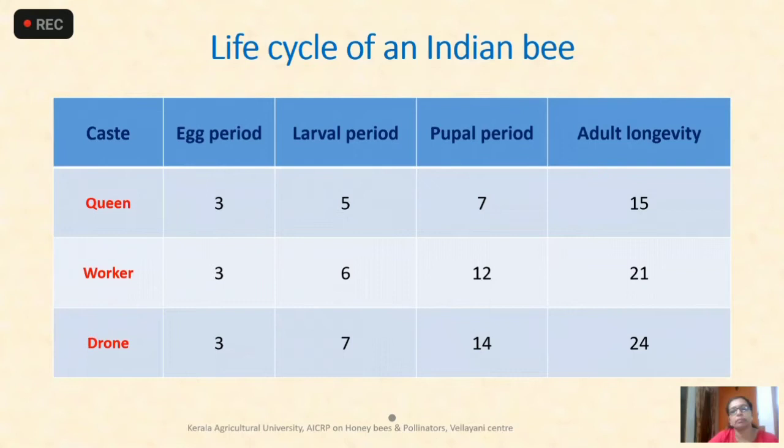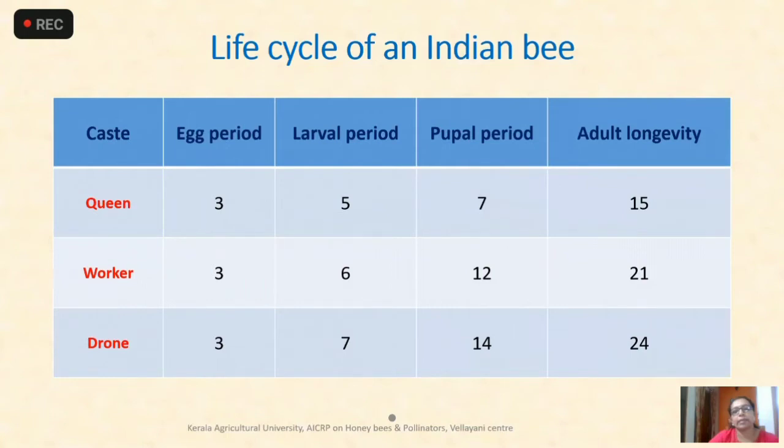At that time, we should know the adult longevity of the queen and at what time we have to provide the cell and all. For knowing this, we have to know the life cycle of the Indian bee. So the beekeepers should have an awareness or orientation about this life cycle.